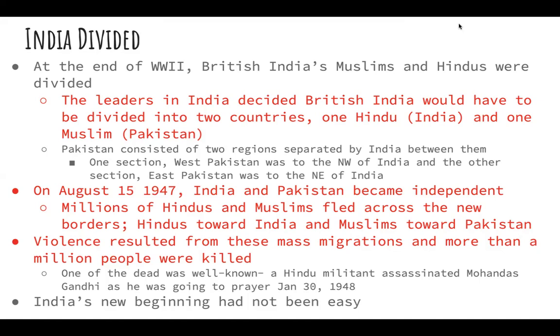August 15th, 1947, India and Pakistan became independent. Millions of Hindus and Muslims fled across the new borders, Hindus towards India, Muslims toward Pakistan. Violence, however, resulted from these mass migrations, and more than 1 million people were killed. They don't really like each other. And one of the dead was well known. A Hindu militant assassinated Mohandas Gandhi as he was going to prayer, January 30th, 1948. So India's new beginning had not been easy.